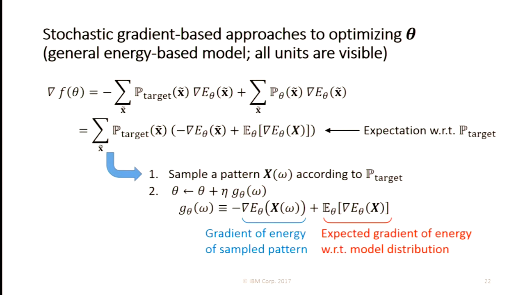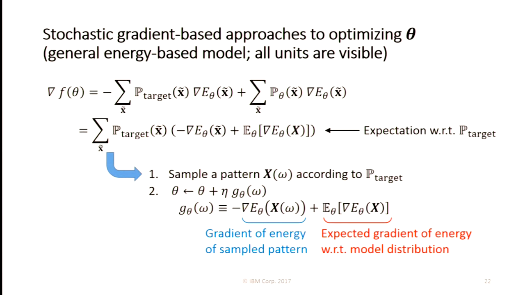So we can further represent this gradient, which looks like this. This is an expectation with respect to a target distribution. Because this is an expectation with respect to a target distribution, it implies a stochastic gradient method of first sampling a pattern from the target distribution and using a stochastic gradient to update the parameters.